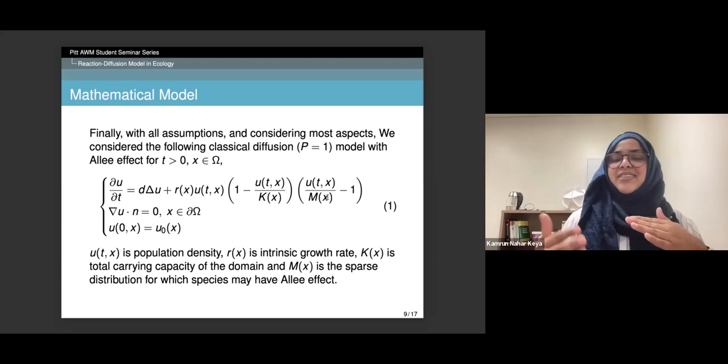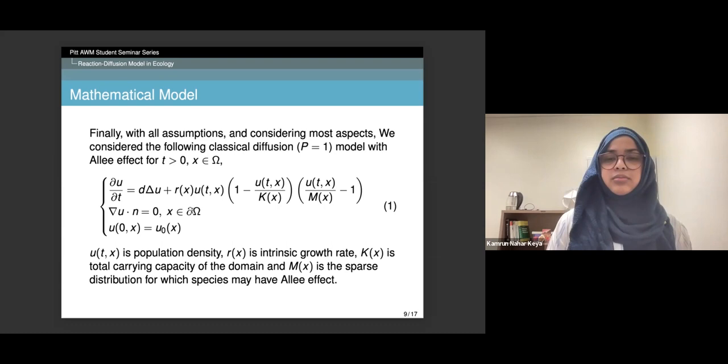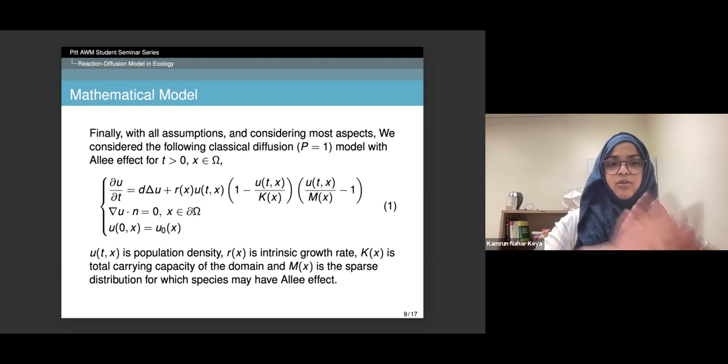And we also consider Neumann boundary condition because we wanted our domain to be constant. I mean, if we have 100 population, we want them to remain 100. If a few people or a few species go out of the domain, then the exact number of people will be coming inside. So that is our closed domain.